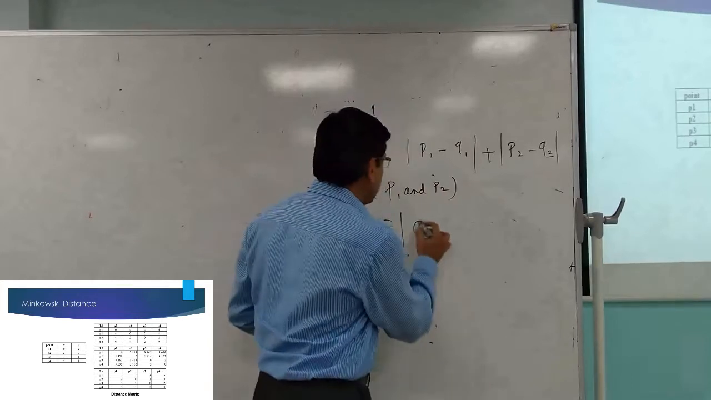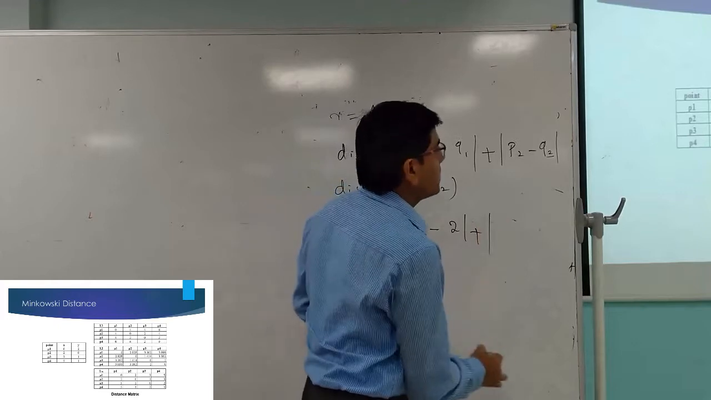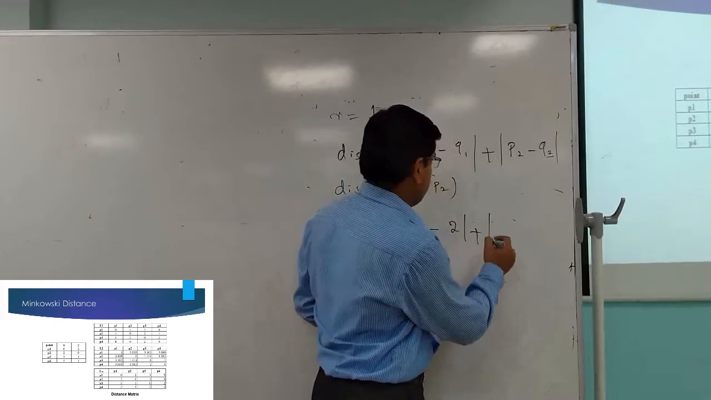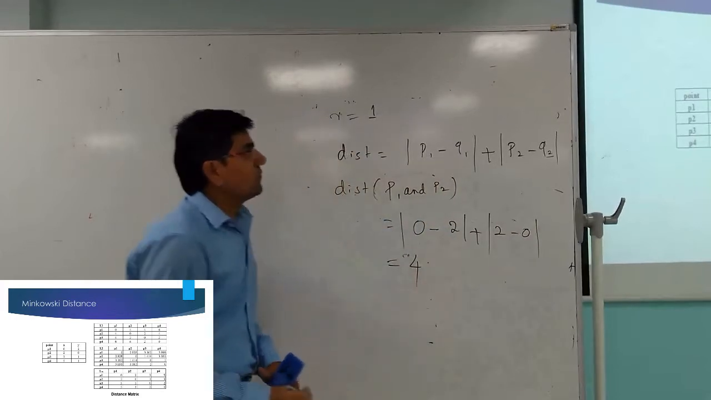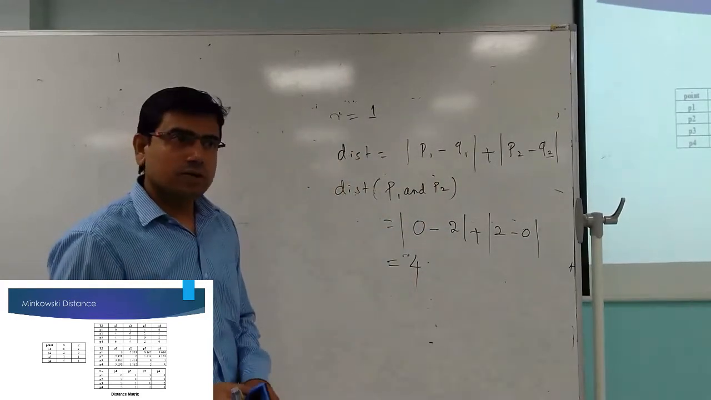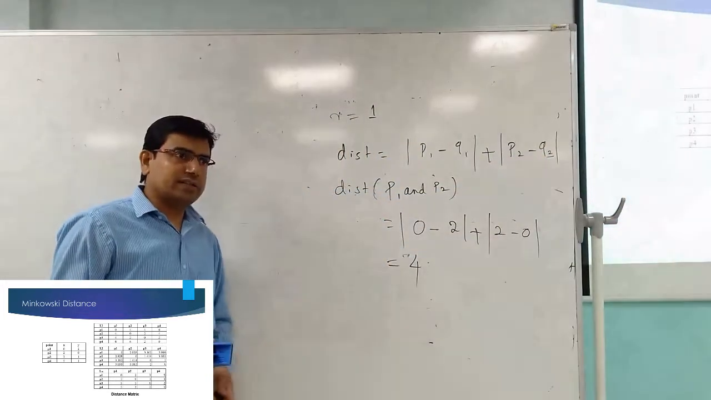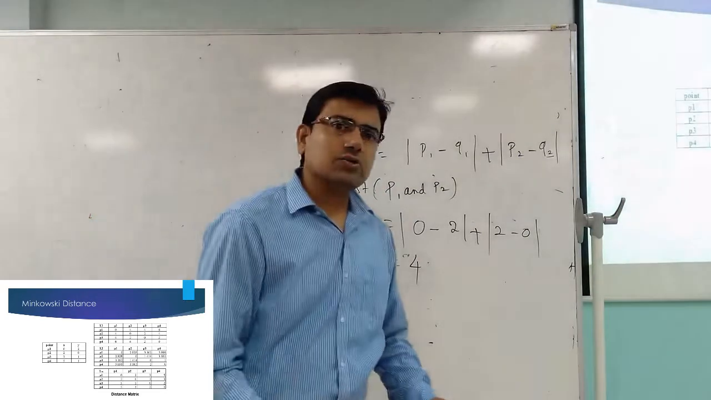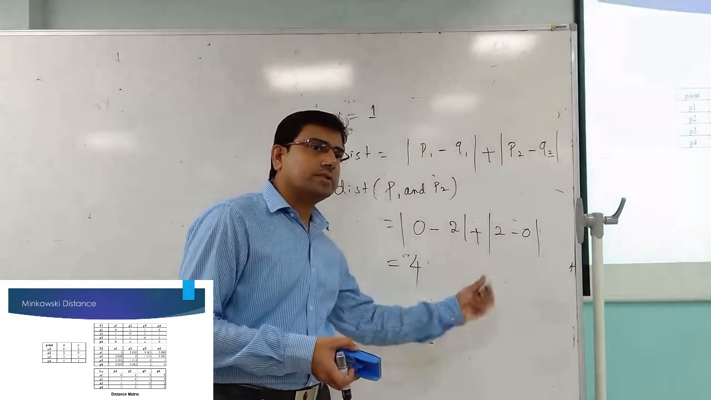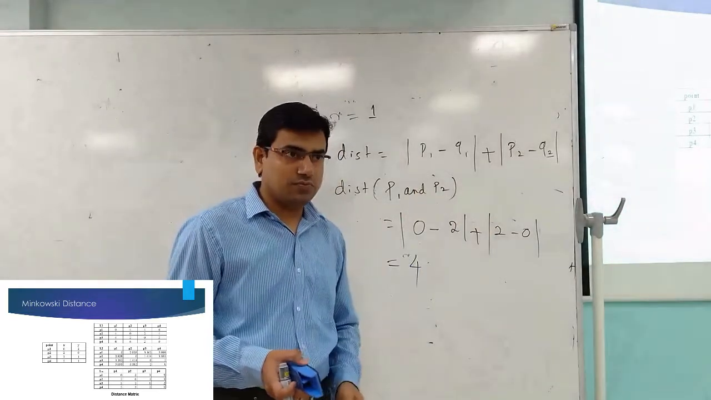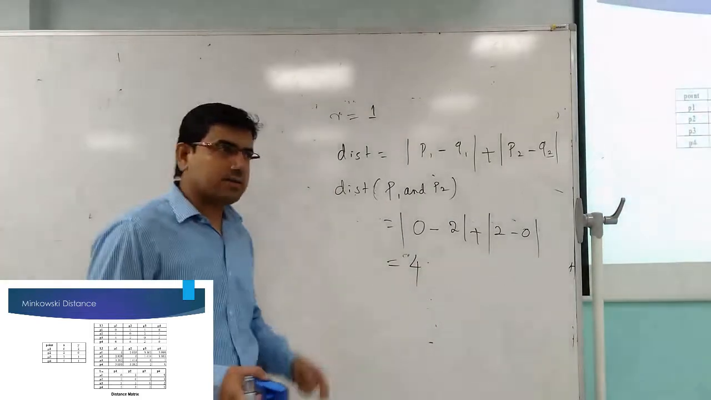So you can substitute 0 minus P2 plus 2 minus, in this case is it 4? Yes, the distance between P1 and P2 is 4. In the same manner you can compute for the others. For Euclidean distance you need to take the square and then the square root. But in the case of supremum, you perform the same task, but you will choose the maximum of these two. This is done with the Manhattan distance.